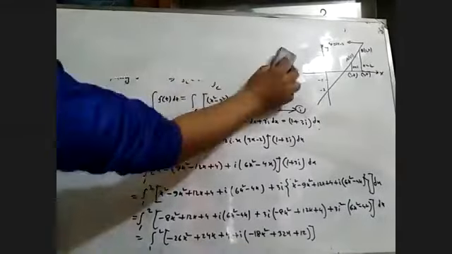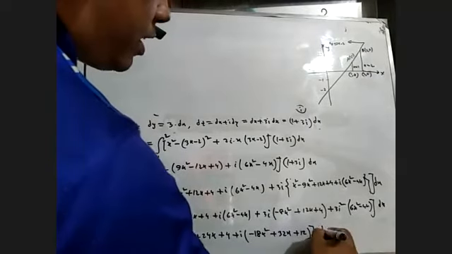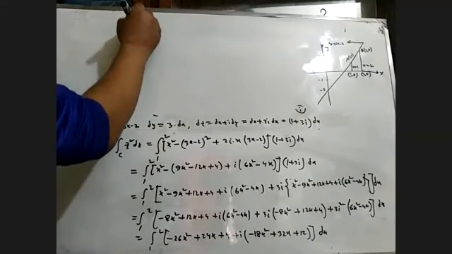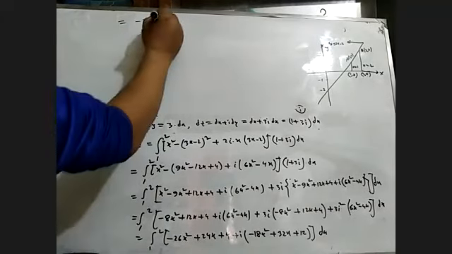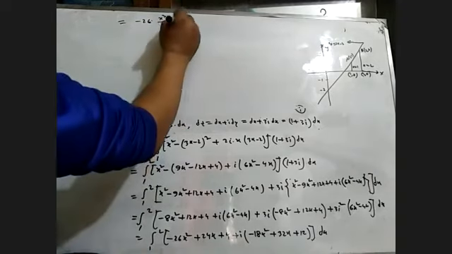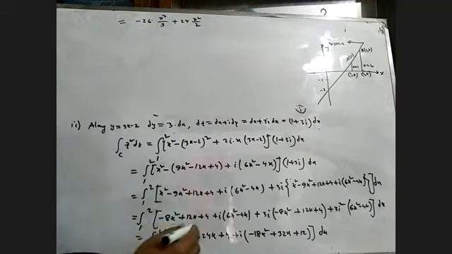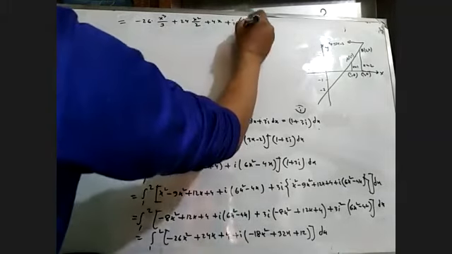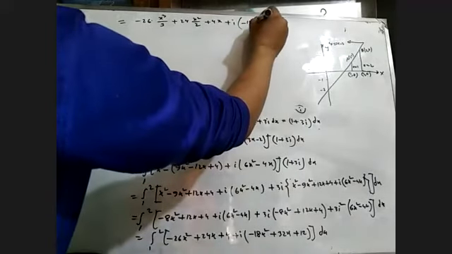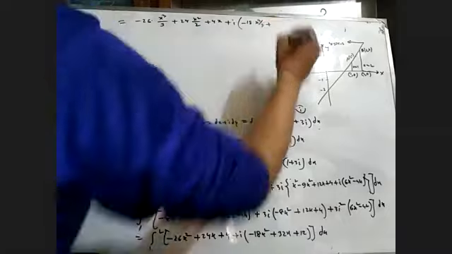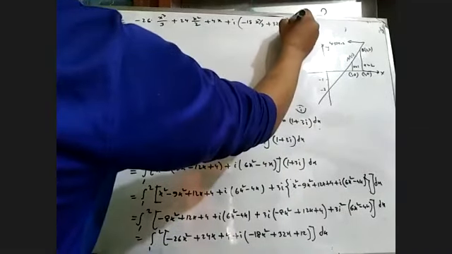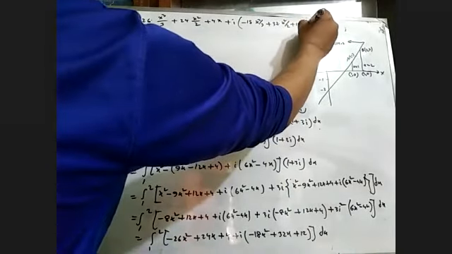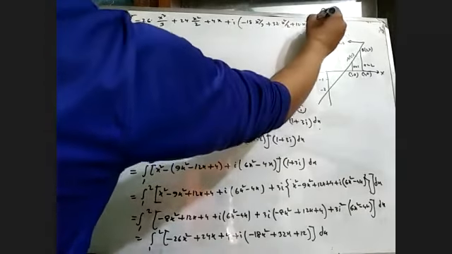So after this line, there will be dx. After this line, 1 to 2, sorry, minus 26 x square integration, what will be x cube by 3, 24 x square by 2 plus 4x plus i integration minus 18 x square integration, x cube by 3 plus 32 x, x square by 2 plus 12 x. So limit will be 1 to 2.